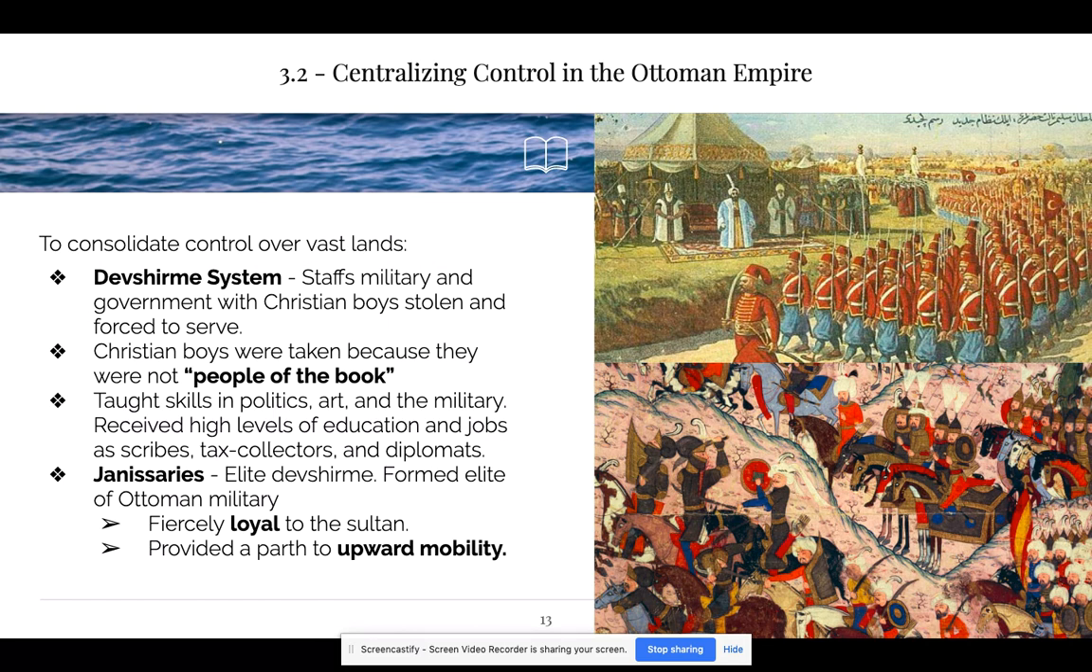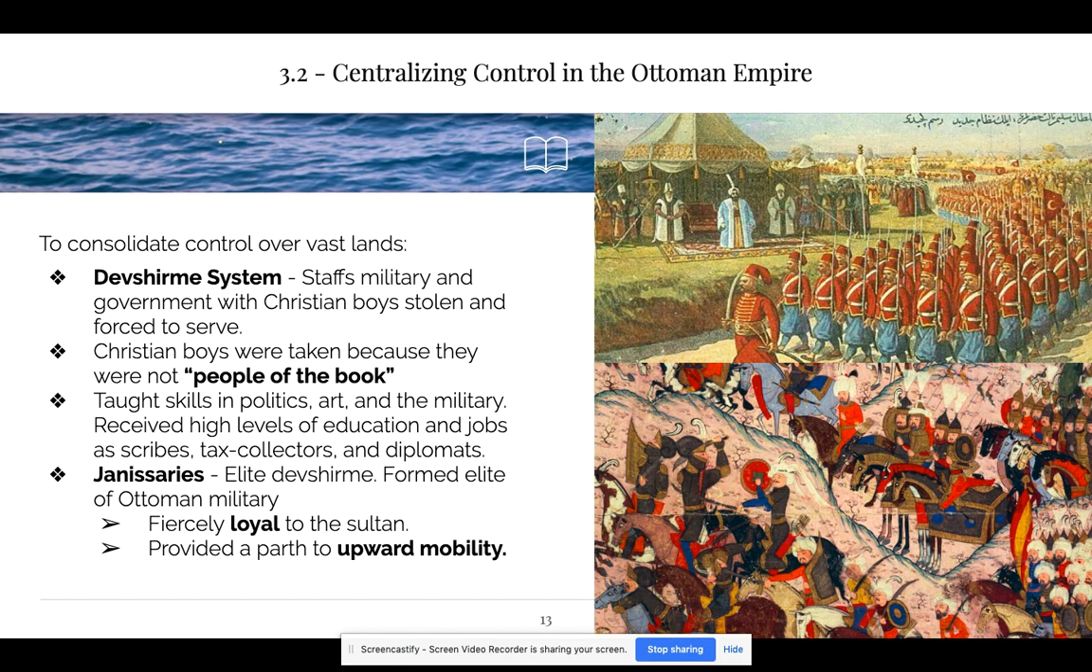Now let's talk how the Ottomans centralized control. And again, moving very fast, a lot of these things, though, are the same. For example, we see the devshirme system. This is where boys are taken, Christian boys are taken, and they are put into the military. They are taken at a young age, so they are able to be really molded in this Ottoman system. The Ottomans took Christians because they were not people of the book, so Muslims or Jews.